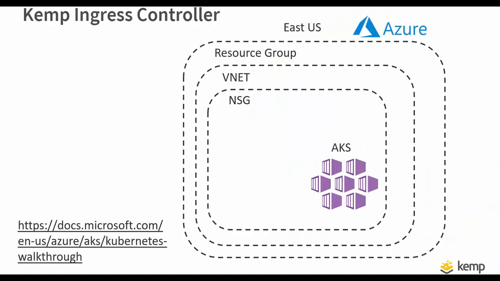In this demo, I'm going to use the Azure Quick Start Guide found at the following link to get an AKS cluster up and running and deploying a sample application. The Quick Start will create a new resource group in a given region, I'll use East US, and will include a new VNet, network security group, and of course the AKS cluster.